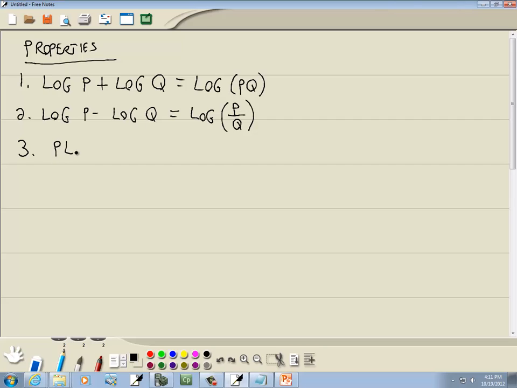And if we have p log q, where typically it's a number out in front of your log, then you can take that and put it as your power. Now this is the product rule up here, this is the quotient rule, and this is the power rule. Not that the names are that important on these.